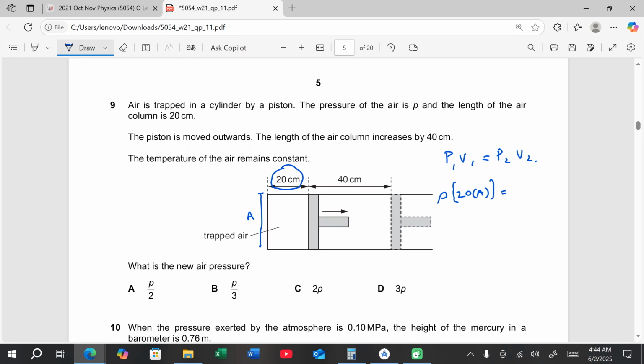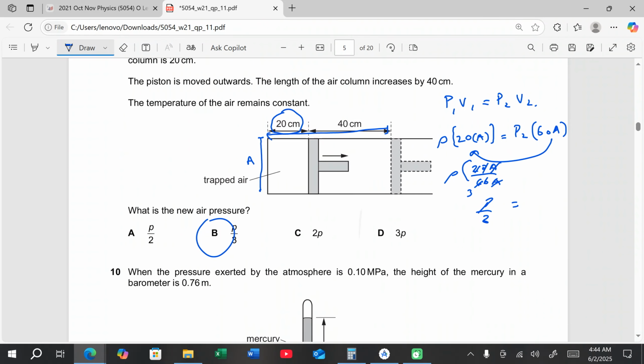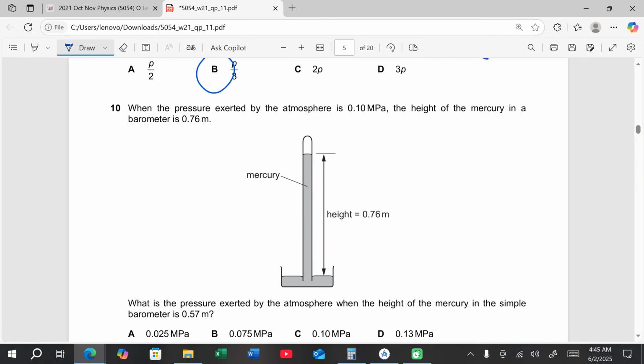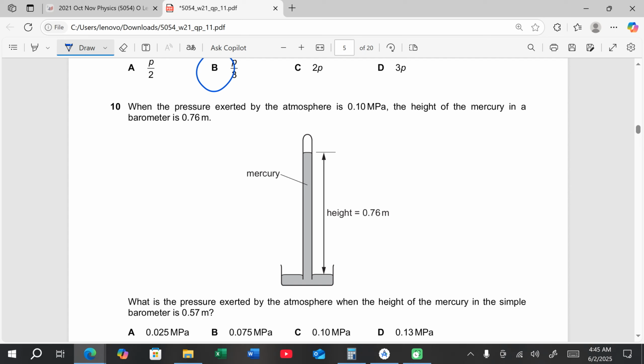Now we need to find out the new pressure when the volume is 60 times A. So this is going to divide here. So it is going to be P times 20A over 60A. A gets eliminated. So this is P over 3. So 9B is your answer.